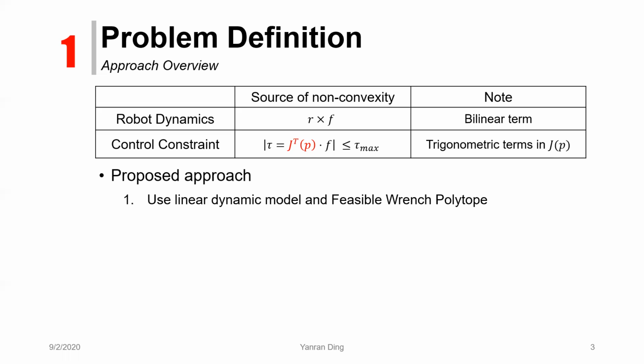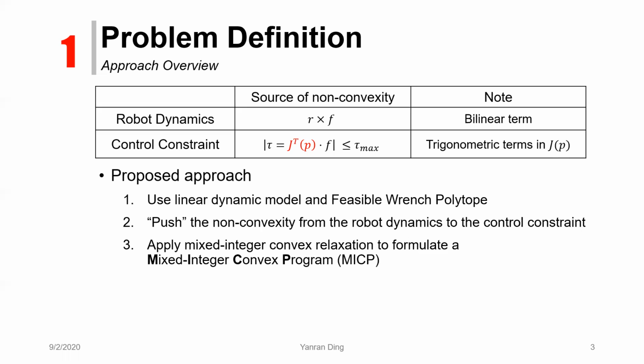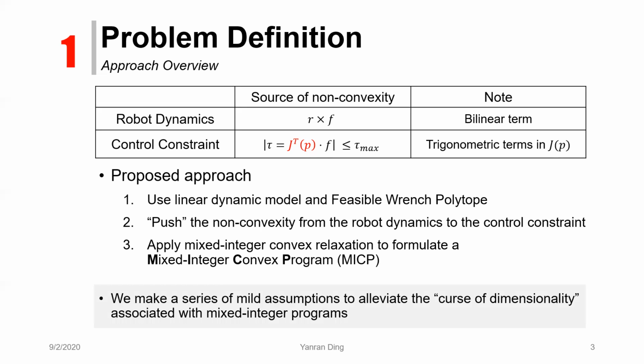First, we use a linear dynamics model and the feasible wrench polytope to push the non-convexity from the robot dynamics to the control constraint. Then we apply mixed integer convex relaxation to formulate a mixed integer convex program. We make a series of mild assumptions to alleviate the curse of dimensionality associated with mixed integer programs. The motivation for formulating an MICP is that first, it provides a global solution to a given grid resolution, and second, there's no need to supply any initial guesses. And third, many off-the-shelf solvers are available for solving an MICP.